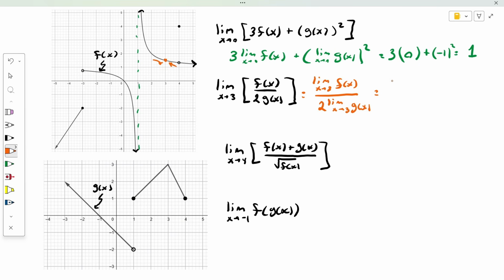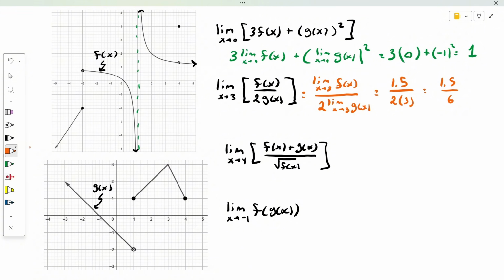and the limit will be about 1.5. So we have 1.5 on the top, and on the bottom we just have 2 times the limit as x approaches 3 of g of x, which in this case is right here. Both sides are approaching this value right here of 3. Okay, and so we get 1.5 over 6. And we could probably simplify this further, but we'll just leave it in this form. Okay, so now let's do the next example.